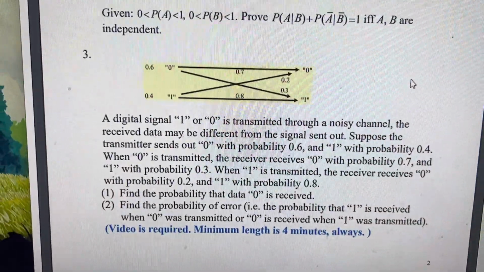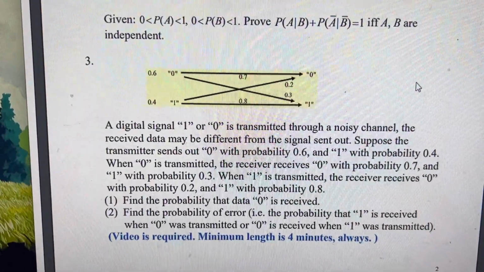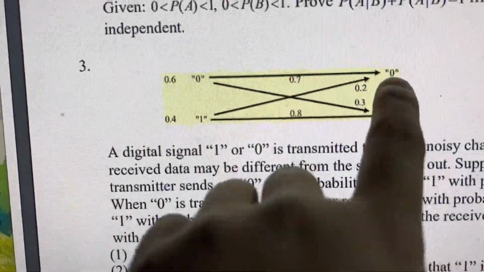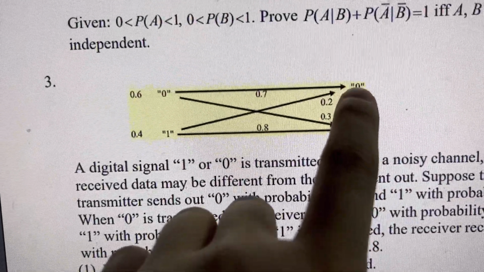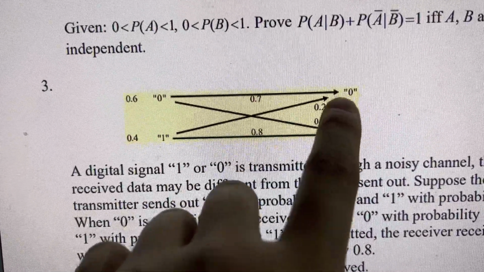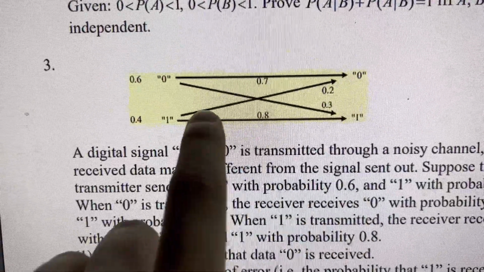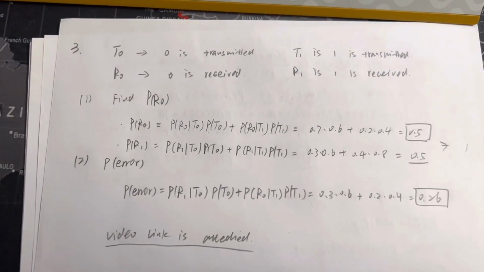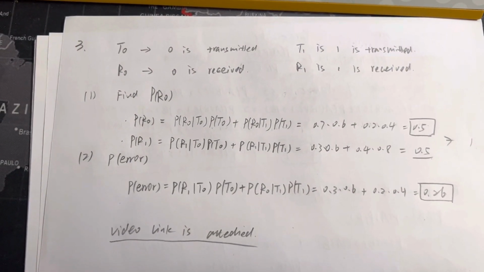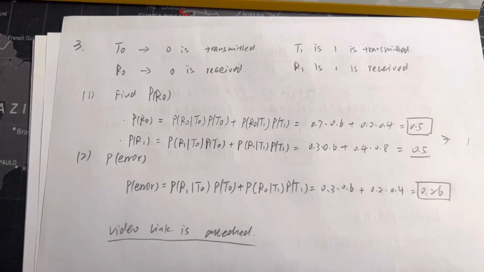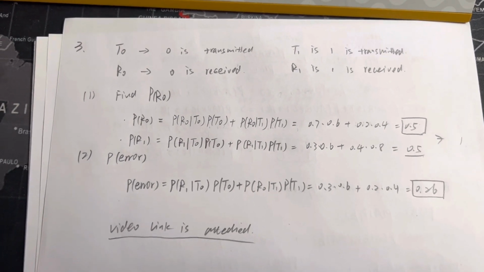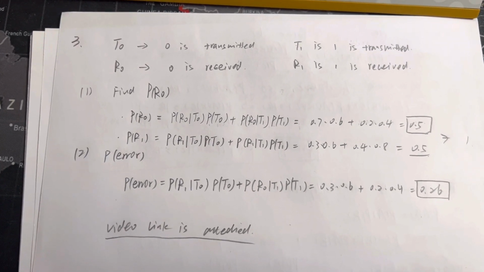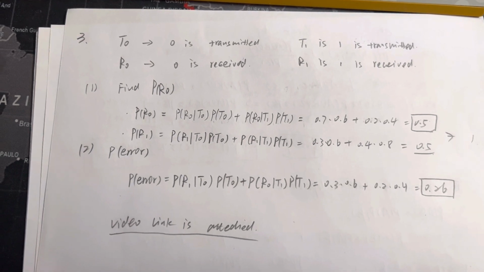First is to find the probability of the data 0 being received. With 0 received, there are two ways: 0 sent as 0, so this one, and 1 sent as 0, so this one. So in the solution, T0 is 0 transmitted and T1 is 1 transmitted. R0 is 0 received and R1 is 1 received.